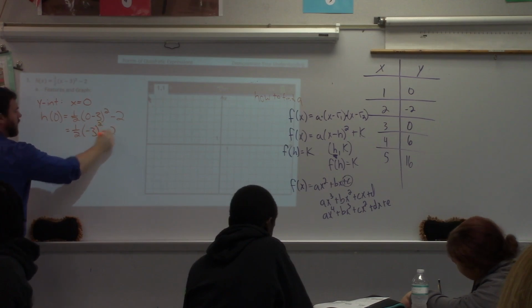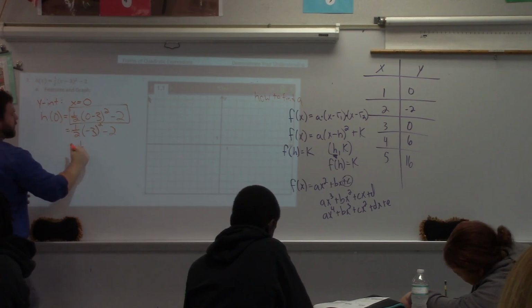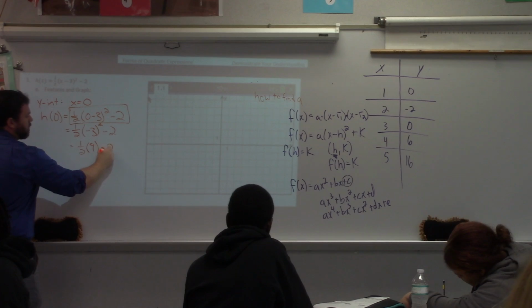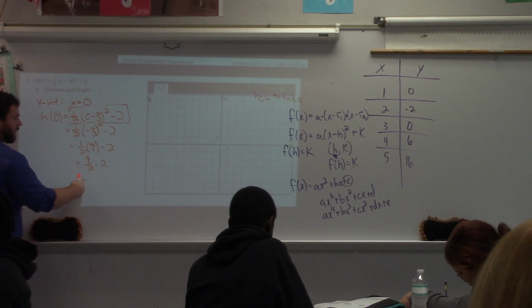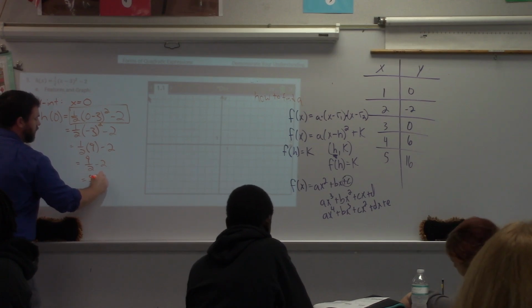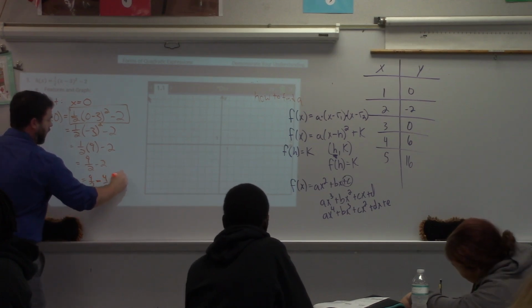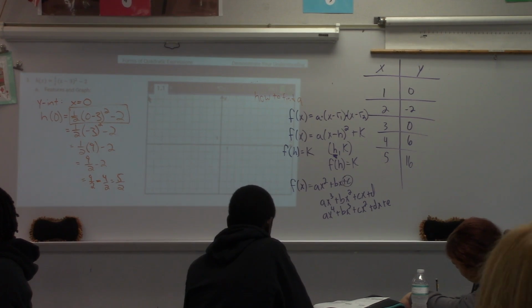Just be careful with how you're simplifying this. I'm showing every step right now. You don't have to. Remember, you can just type this into a calculator. You can, though. So 9 halves minus 2. If you need help with those calculations, just let me know. I need a common denominator. And so the y-intercept here was actually 5 halves. But don't graph the y-intercept unless you actually found it. Don't graph the vertex unless you actually know the vertex. What I mean by that is don't put an actual point there.